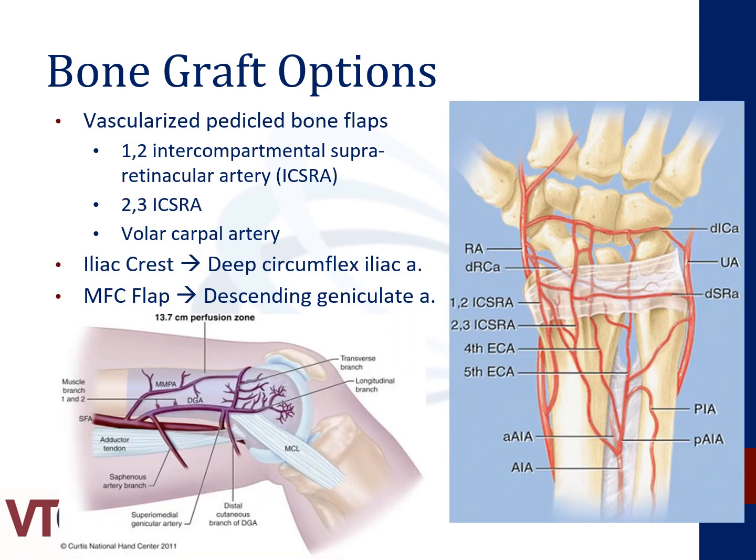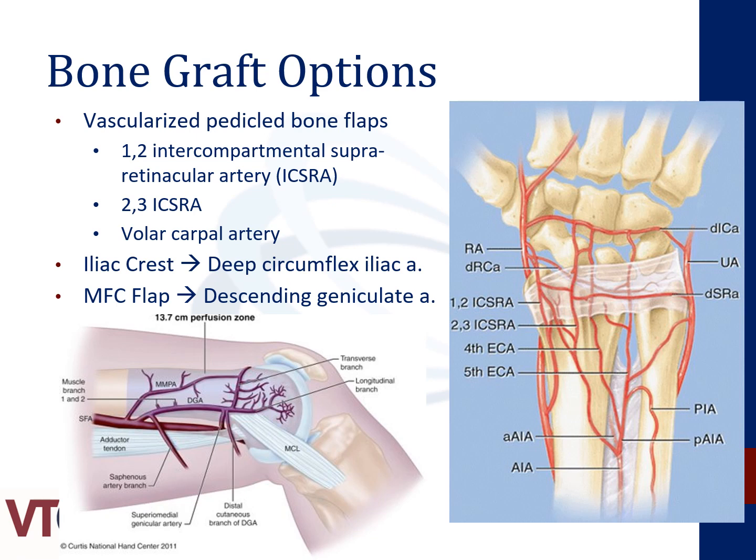The next step in the bone graft ladder is talking about a vascularized pedicle bone flap. We have 3 arteries that are most commonly used for our pedicled bone flaps. They are the 1-2 intercompartmental supraretinacular artery and the 2-3 intercompartmental supraretinacular artery, and finally the volar carpal artery. The image on the right displays the different trajectories of those aforementioned arteries.